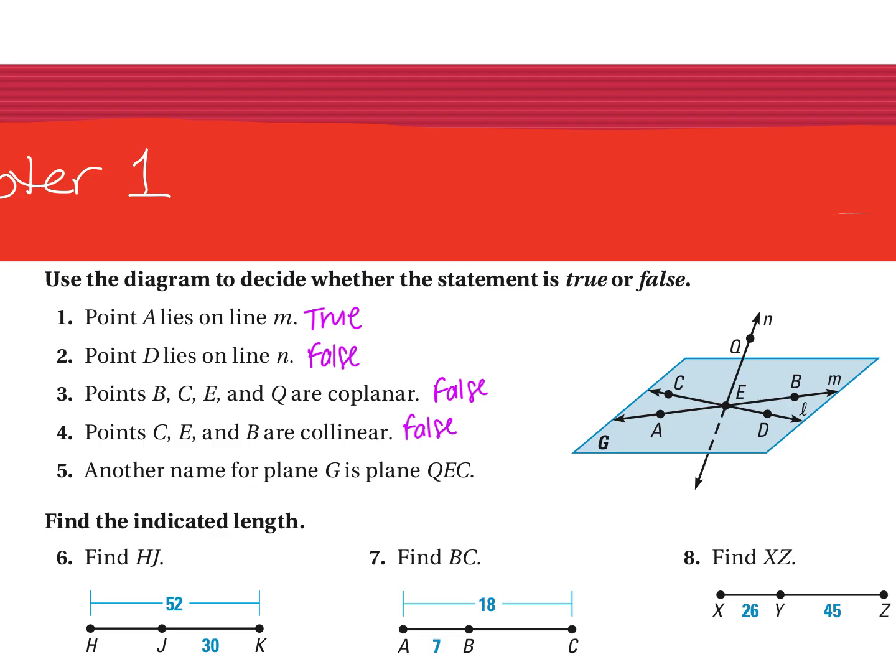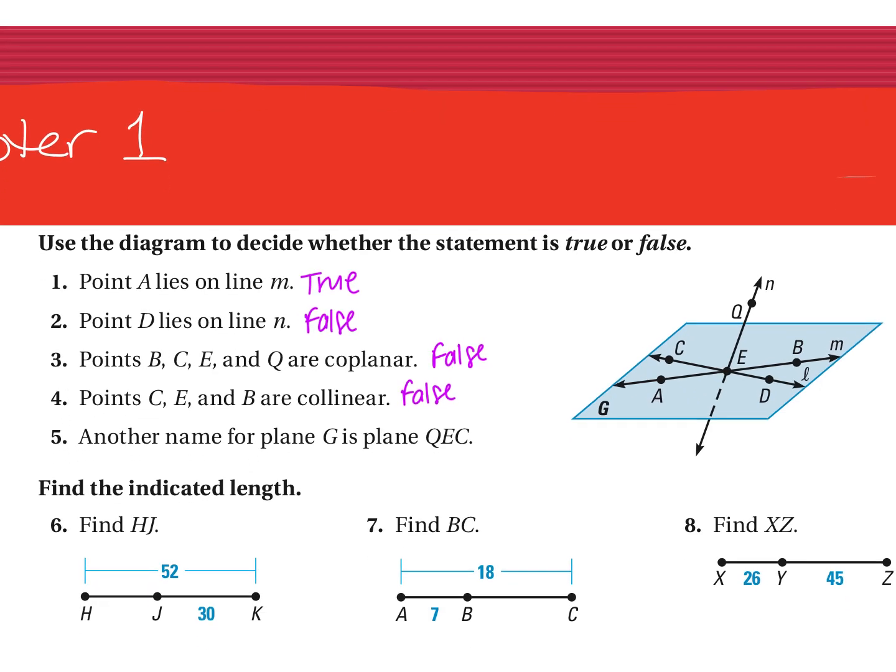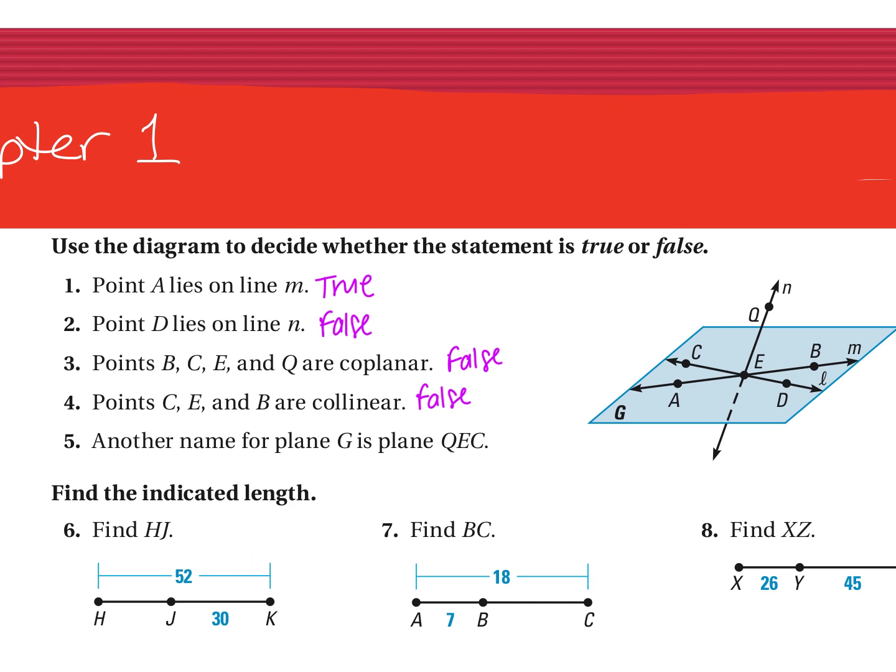And then looking at the last one, it says another name for plane G is QEC. So here's plane G. I have Q, E, and C. Is that true or false? False. Why? Q is not on the plane. Good. Q is not on the plane. All right. Yep. This is false.